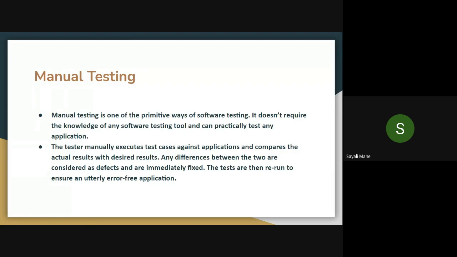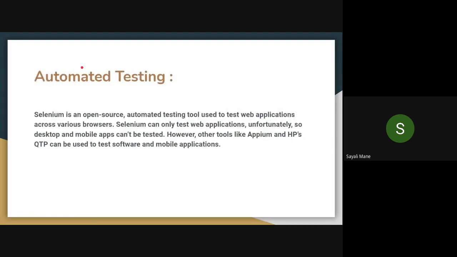Okay, so we'll go to the next slide. Now, automated testing. We saw some tools, where you need not create test cases yourself; with the help of tools, the tools will do everything for you. Here in our practical, we are going to learn the Selenium tool. It's an open source automated testing tool used to test web applications. It can only test web applications. Unfortunately, desktop and mobile applications cannot be tested.